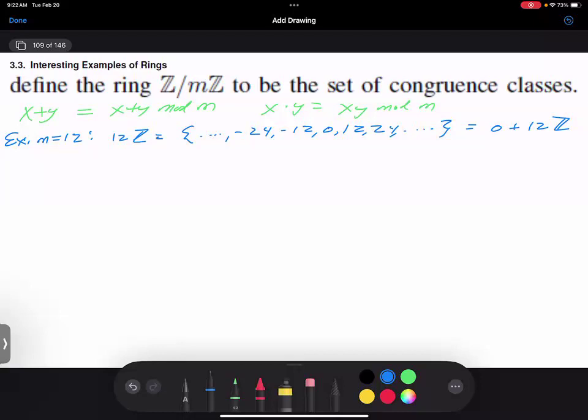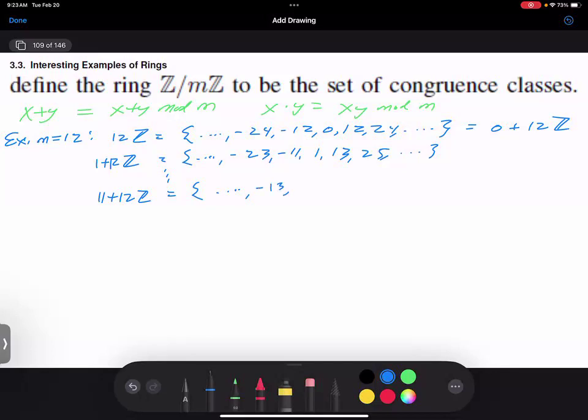Okay, but how would I represent it? What would be the coset? 1, 1 plus 12Z. And then we get negative 23, negative 11, 1, 13, 25, dot, dot, dot. And go all the way down to 11 plus 12Z. And then dot, dot, dot. So let's see, 11 plus 12Z would be negative 13, negative 1, 11, 23, 35, dot, dot, dot.